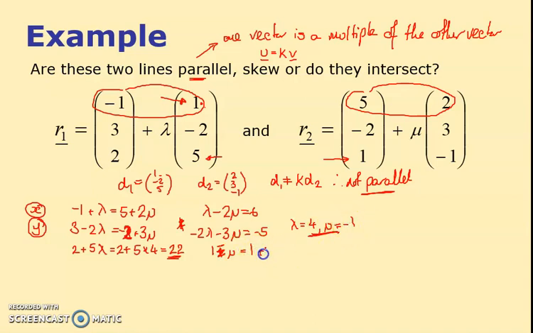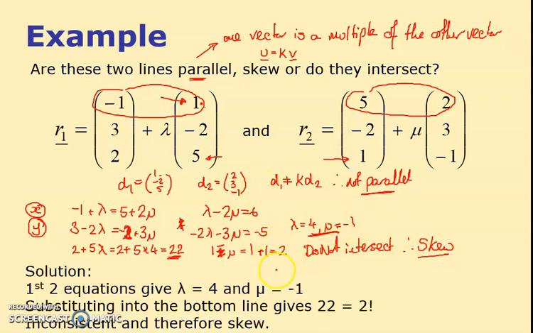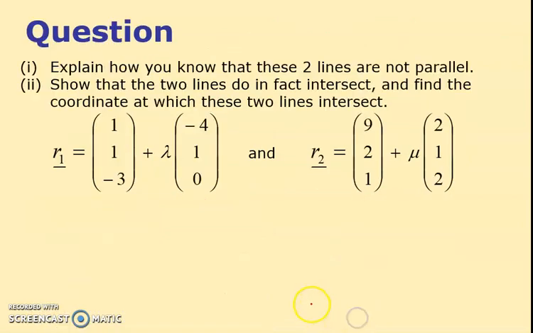That's definitely not 22. So therefore they don't intersect. They do not intersect. If they do not intersect, they must therefore be skew. Because are they parallel? No. Do they intersect? No. They must therefore be skew. And I've got the same thing: 22 is equal to 2.